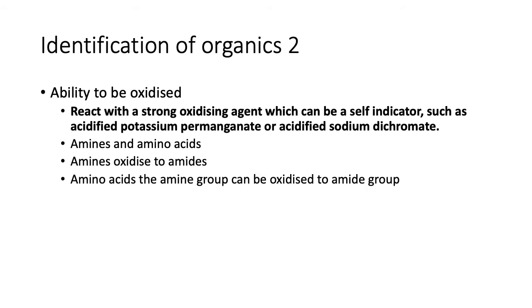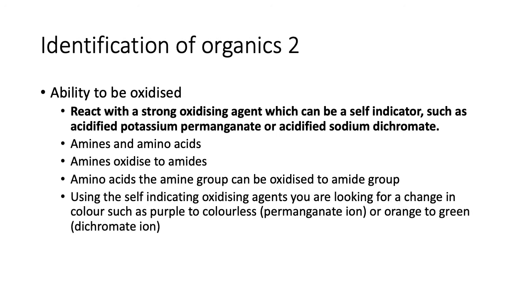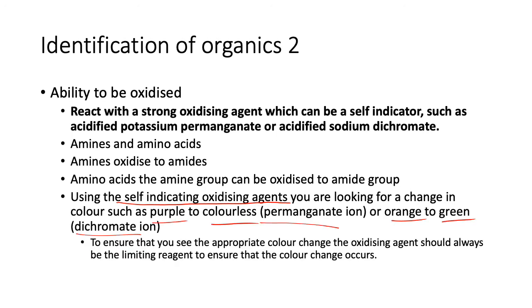And for amino acids, the amine group can be oxidized to the amide group. That's again on the amine video. Again, you need to really make sure that you are using the self-indicating oxidizing agents, which is useful. All right, and then you should know their color changes. For the permanganate, it's purple to colorless. For the dichromate, it's orange to green.